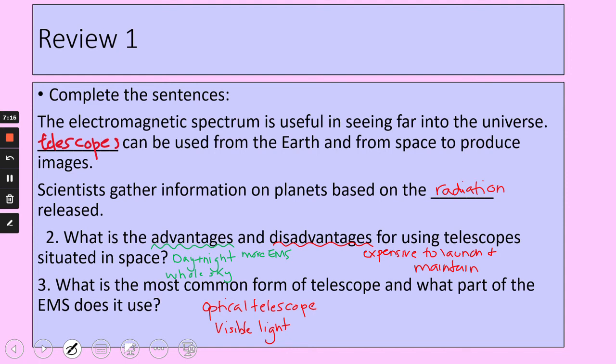So what are the advantages and disadvantages for using telescopes situated in space? For our advantages, you should have said they can be used in day and night and observe the whole sky. They can also use more of the electromagnetic spectrum to produce images. However, disadvantages are they're expensive to launch and maintain. What is the most common form of telescope and what part of the EMS does it use? For this, you should have said optical telescope, and it uses visible light.